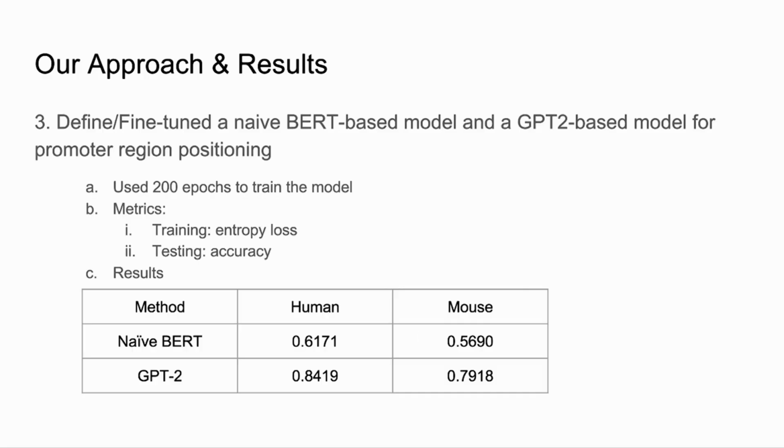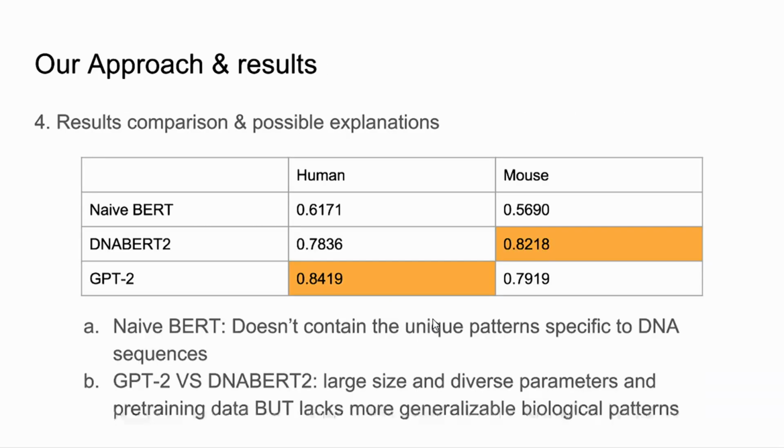In the end, we compare the results and provide possible explanations. We highlighted the best performing model in each species in orange. We can see GPT-2 performed the best in the human test set, and DNABERT-2 performed the best in the mouse test set.